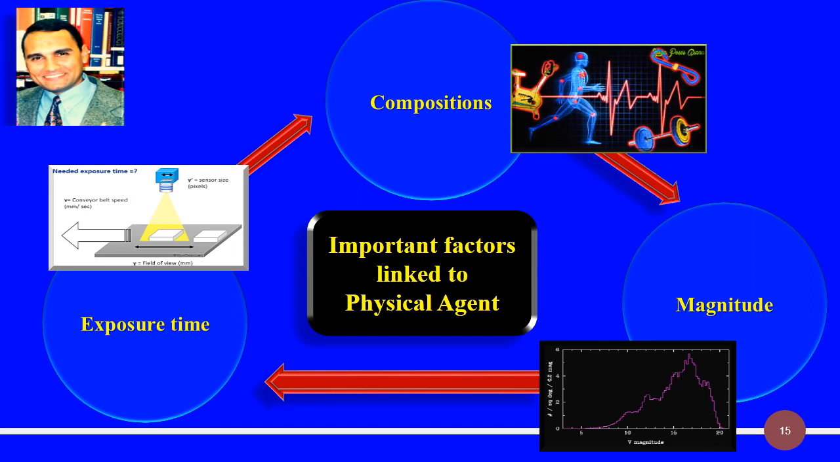These are composition, magnitude, and exposure time. They are important in determining how, when, and why the disease will occur.